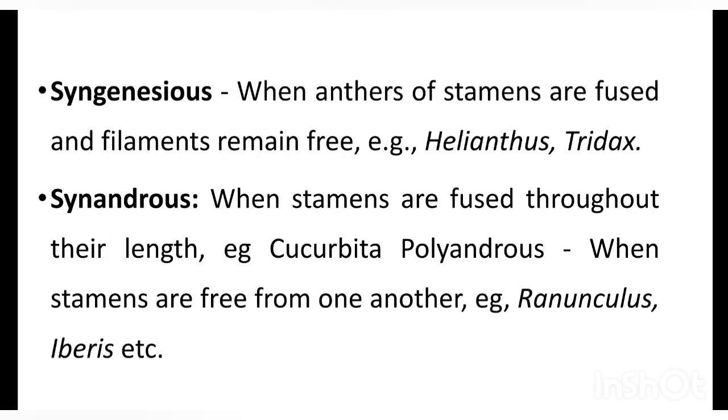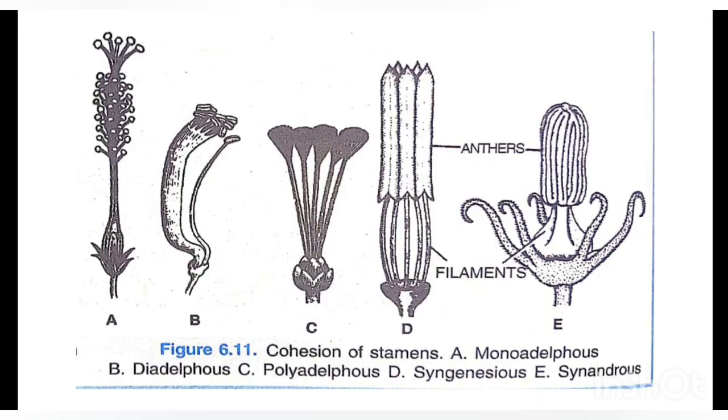Then the syngenesious condition, when the anthers of stamens are fused but the filaments remain free, which is present in helianthus and tridax, that means in the Asteraceae family. Then the synandrous condition, when stamens are fused throughout their length. And the polyandrous condition, when stamens are free from one another.